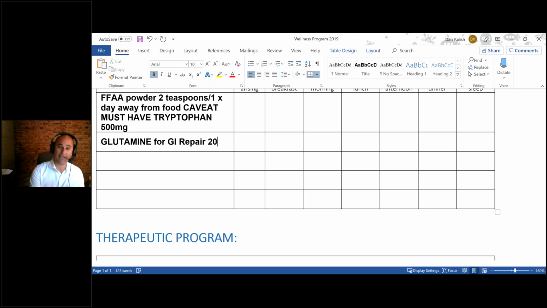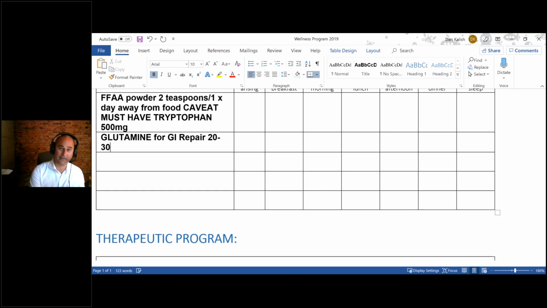You want to use 20 to 30 grams a day for, let's say, 4 weeks. Maybe a little longer if you need to. 20 to 30 grams a day, that's a lot, right? But not for very long. You want to give a large amount of glutamine for a short period of time. That'll really get the gut lining to repair.